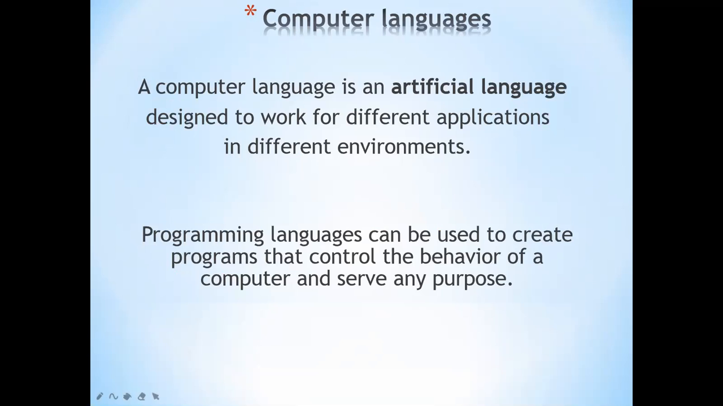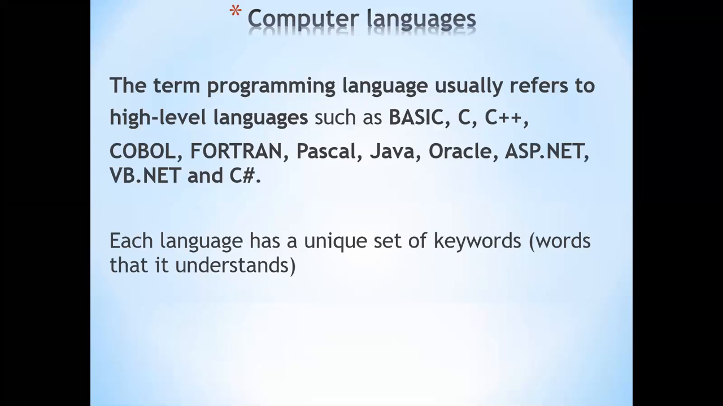Programming languages can be used to create programs that control the behavior of a computer and serve any purpose. Artificial languages or programming languages or computer languages are used to create the programs for computer, right? These are the examples of computer languages, like BASIC, C, C++, COBOL, Fortran, and these all are different high level languages. Keep in mind, these are the high level languages. It's not low level, it's not machine language.